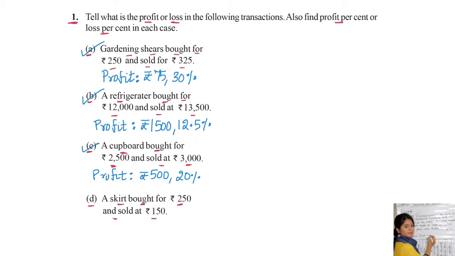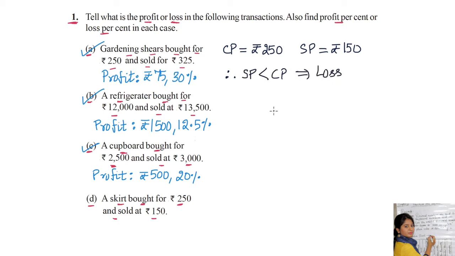Now let's move to D part. A skirt is bought for rupees 250 and sold at rupees 150. Again, skirt bought at rupees 250 means that cost price is rupees 250, right? And selling price, the price at which the item has been sold, is rupees 150. If you will see, selling price is now less than cost price, right? It means that for this particular transaction loss has been made. So let's find loss. How much loss has been made?